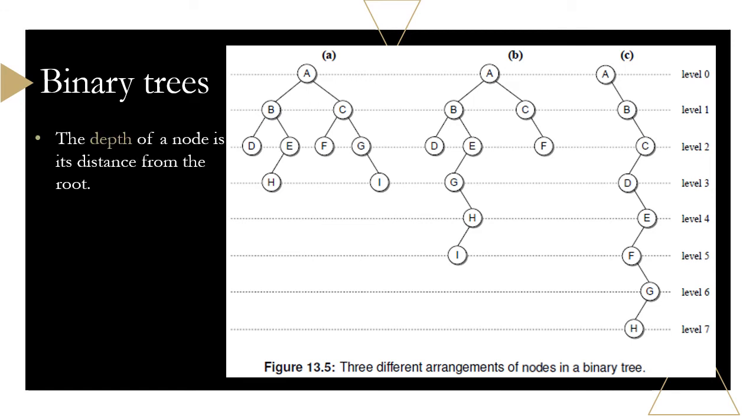The depth of a node is its distance from the root. A node's depth corresponds to the level it occupies. So in tree A, the depth of G is 2. In tree B, the depth of G is 3. And in tree C, the depth of G is 6.